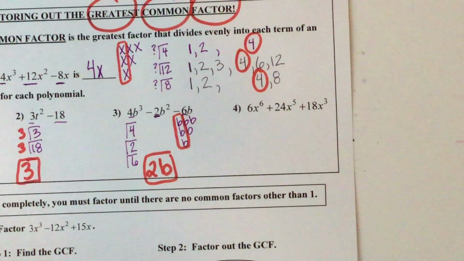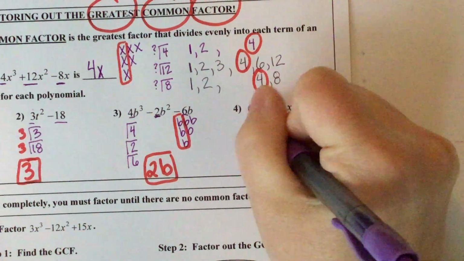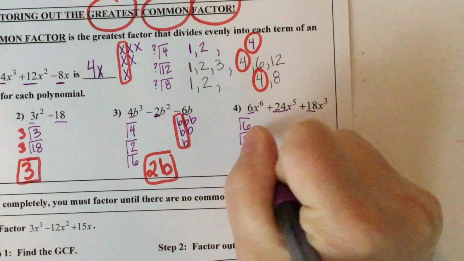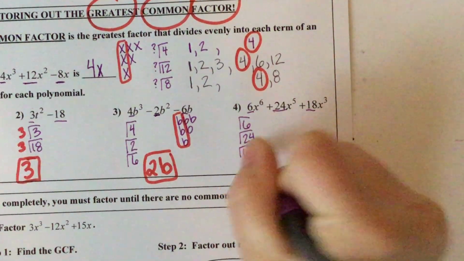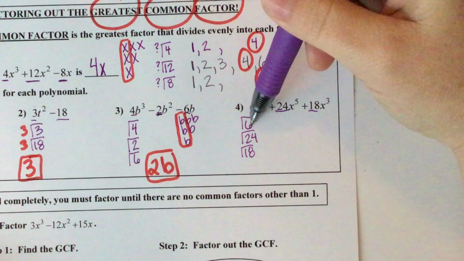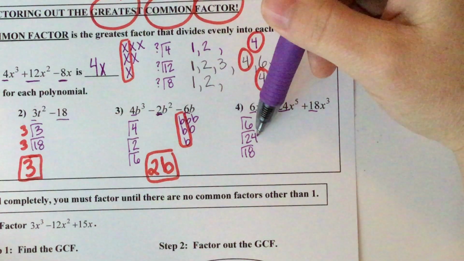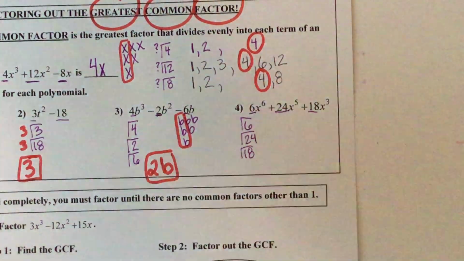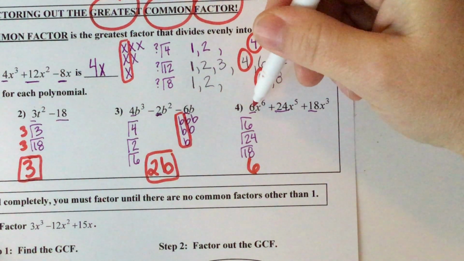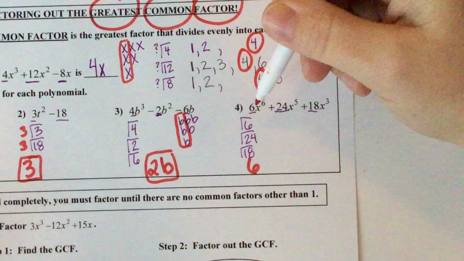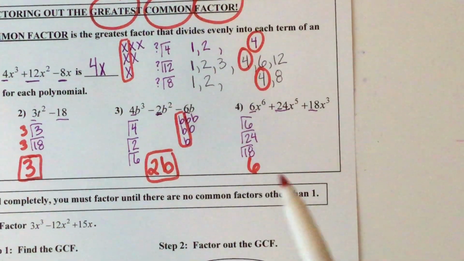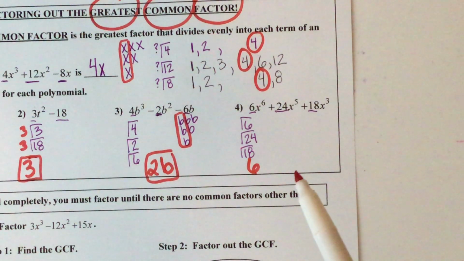Okay, let's look at this next one here. So 6, 24, and 18. I'm looking for the greatest number that can divide into 6, divide into 24, and divide into 18. So start with your smallest number and see if it works. Can 6 go into 6? Of course it can. Can 6 divide into 24? Yep. Can 6 divide into 18? Yep. Now, this doesn't mean that whatever the smallest number is always the GCF. It has been in all of these examples, but that doesn't have to be the case.